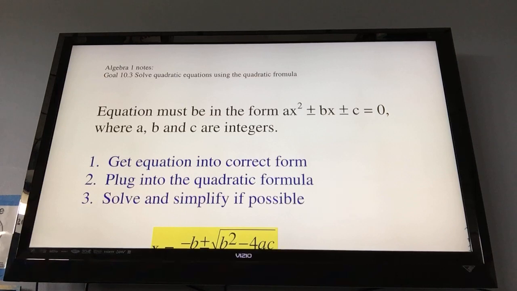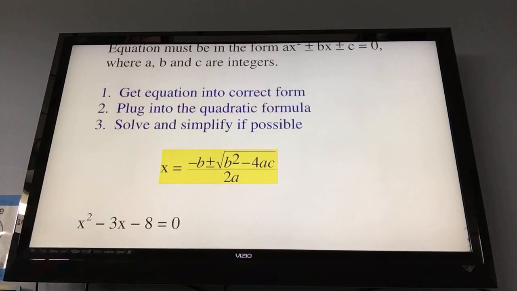First and foremost, your equation has to be in that form. Ax squared plus or minus bx plus or minus c equals 0. Has to be equal to 0. So if anything's on the other side and it doesn't say equals 0, then you've got to get it that way, okay? Just like with complete the square, the a is the number in front of the x squared, the b in front of the x, and the c the constant term, okay? So your job is simply going to be to plug it into this formula.